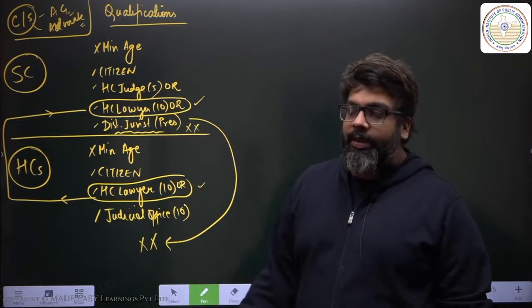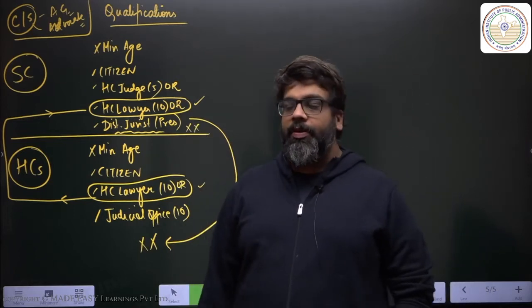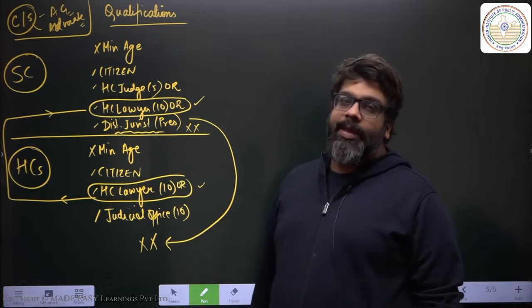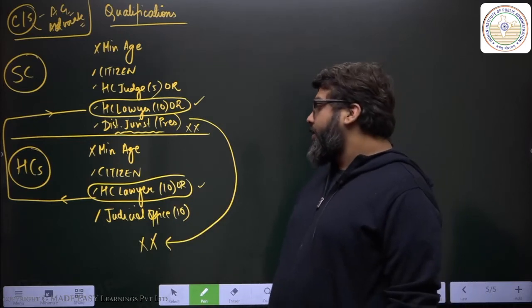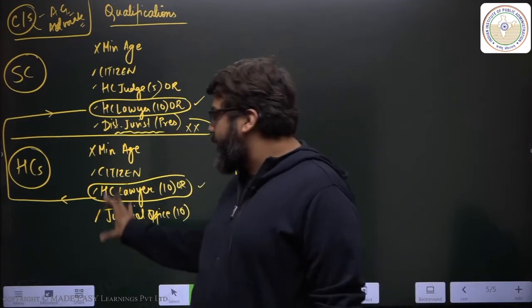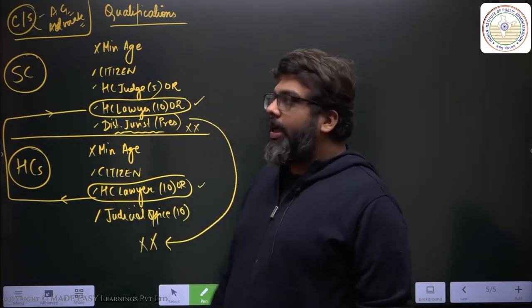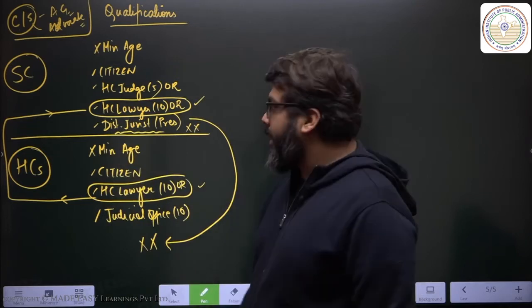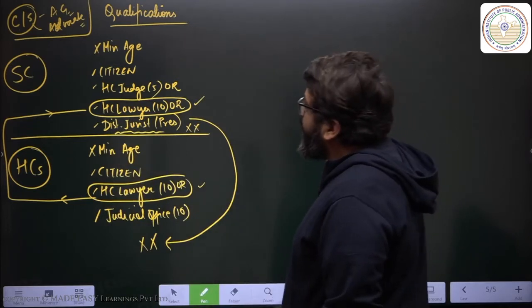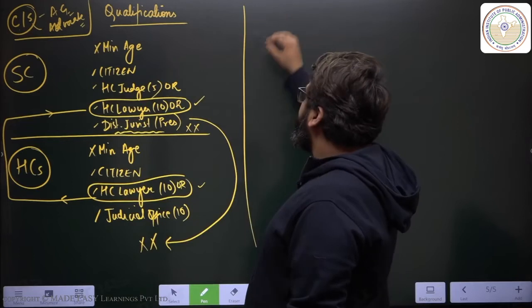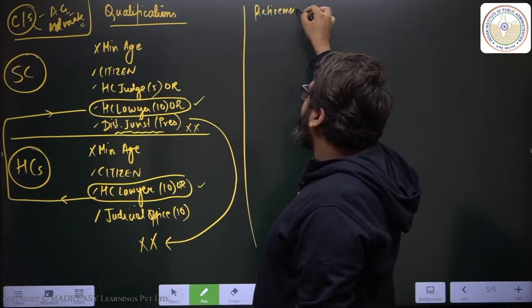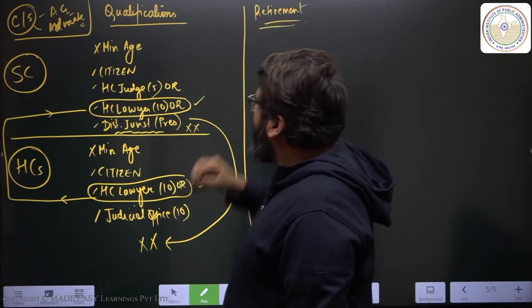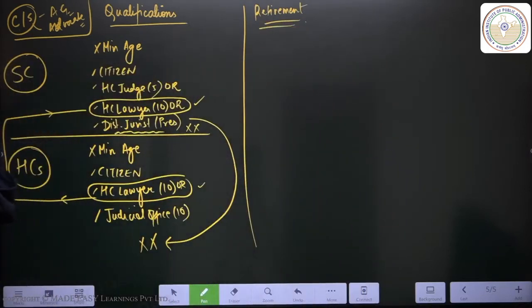We've never appointed a non-judge as a Supreme Court judge because you've got enough judges anyway. But that's largely how it is. Okay, so this is how it is, and this is what your qualifications are. Now, once we understand the qualifications, a very simple process: what is your age of retirement, and what can you do post your retirement?